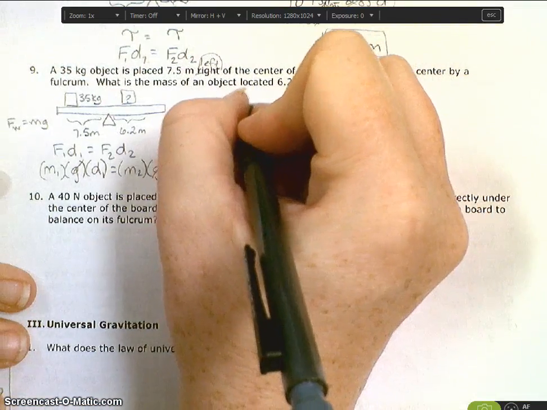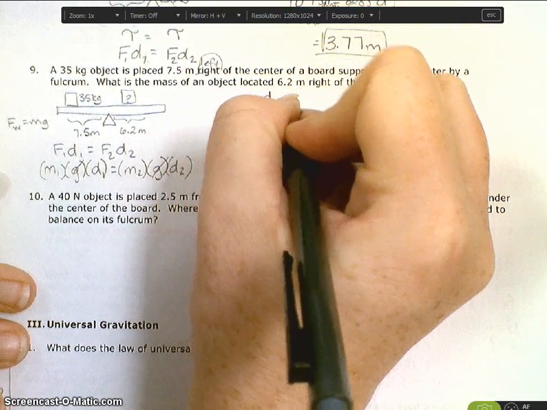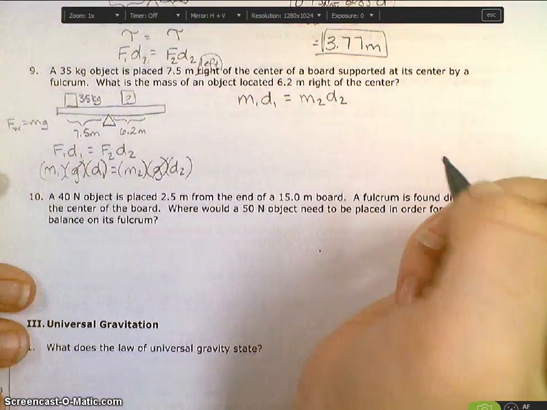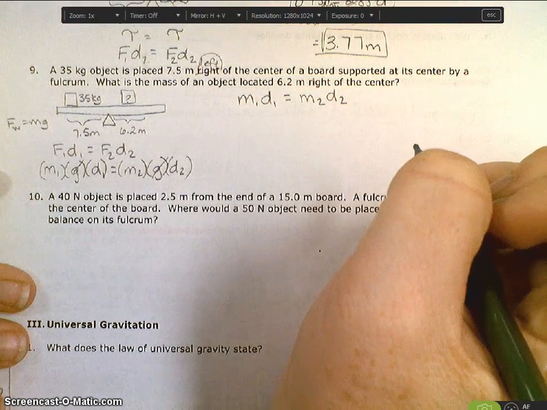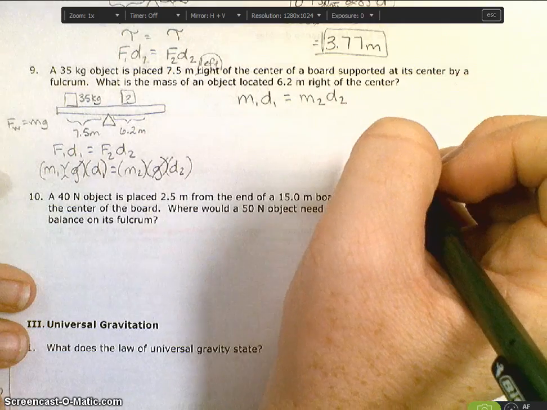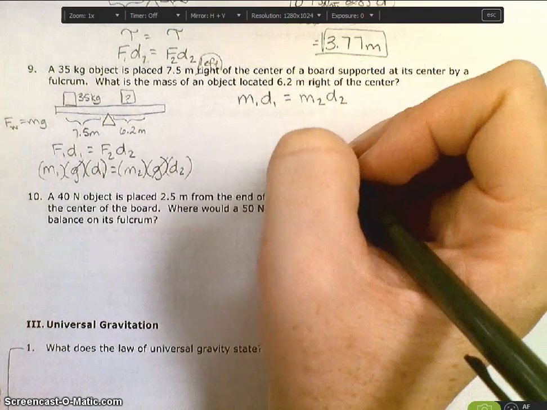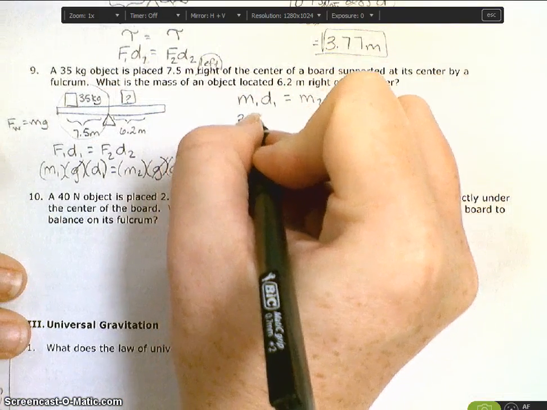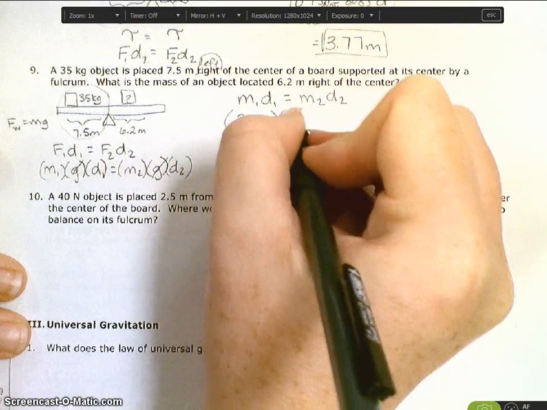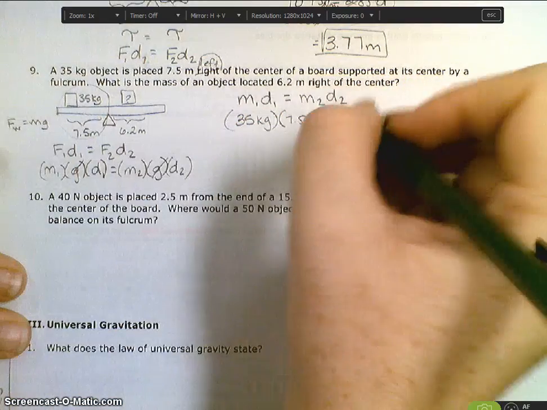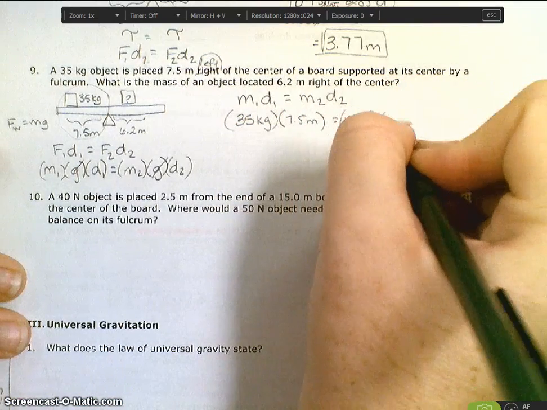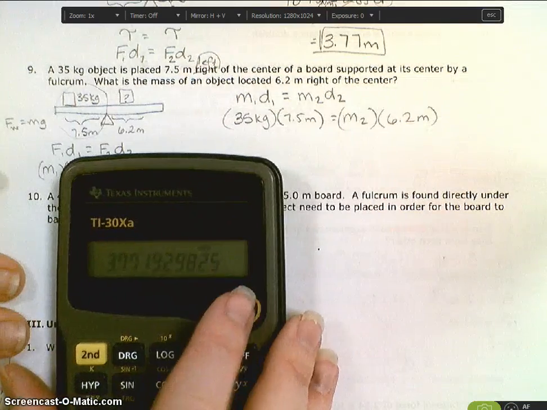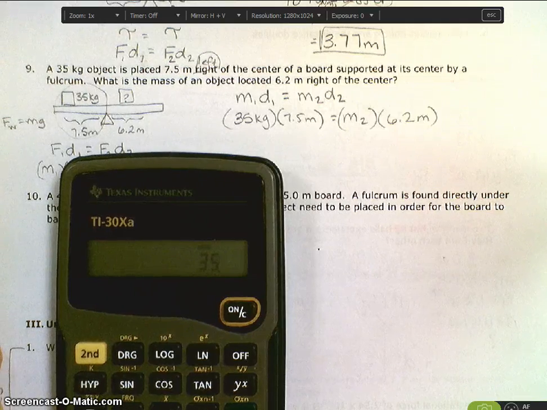So all I need to do in this situation is mass 1 times distance 1 is going to have to be equal to mass 2 times distance 2. You don't have to convert it to a force. You don't have to convert to weight. You can do just what you did in the question before. So if I look at my numbers on the left side, I'm going to say 35 kilograms times 7.5 meters is going to equal that unknown mass times 6.2 meters. Okay? And then I'm going to do the same thing I did before, multiply out the left side.